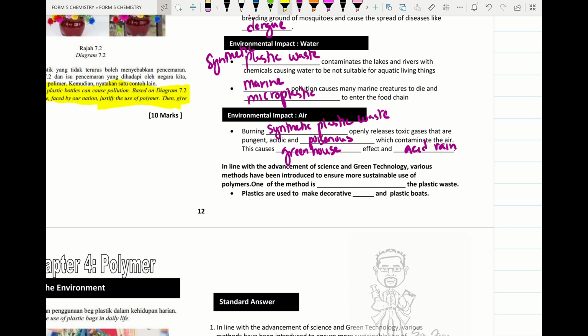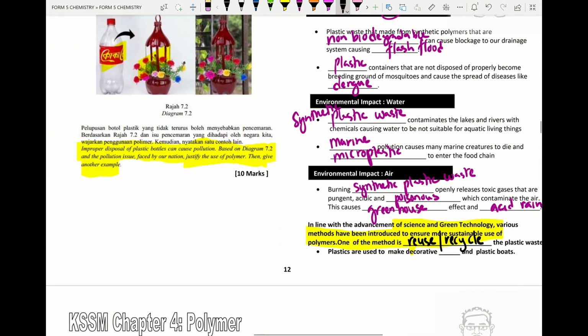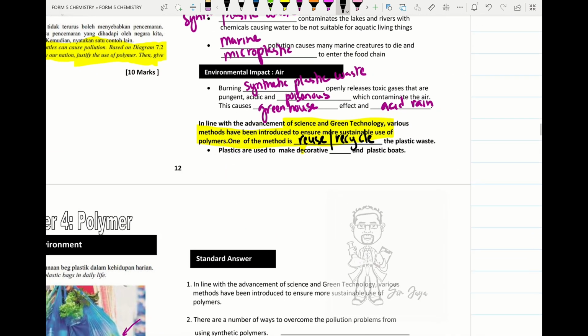In line with advanced science and green technology, various methods have been introduced to ensure more sustainable use of polymers. One of the methods is reuse. We can reuse or recycle the plastic waste. We also need to give another example. The plastic can be used to make decorative vases or plastic boats.